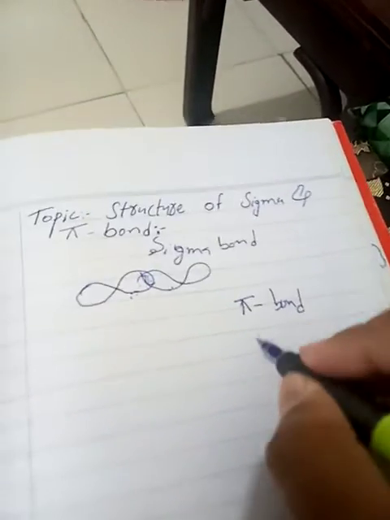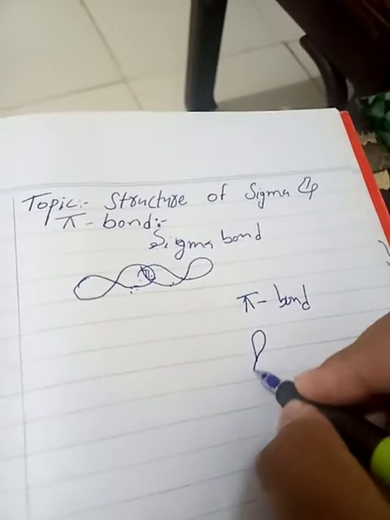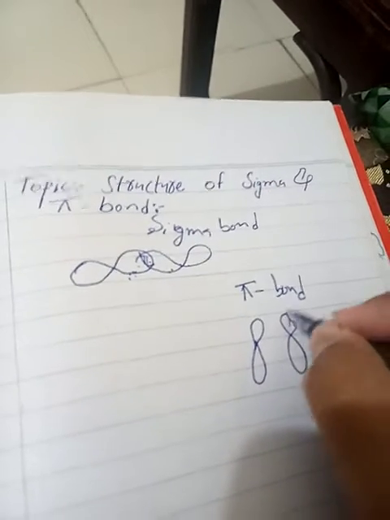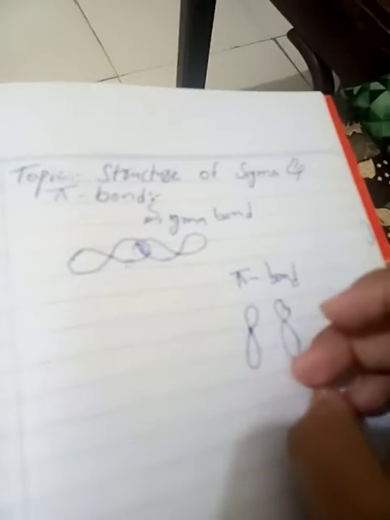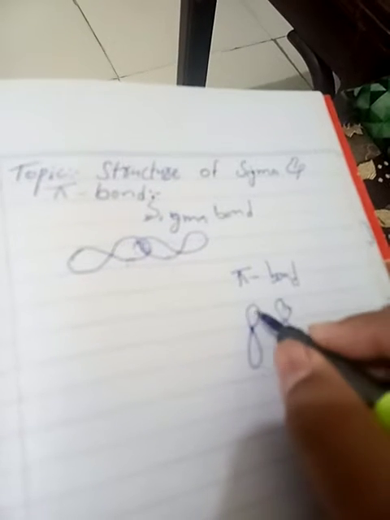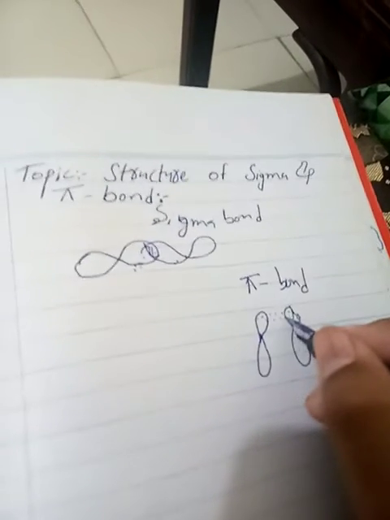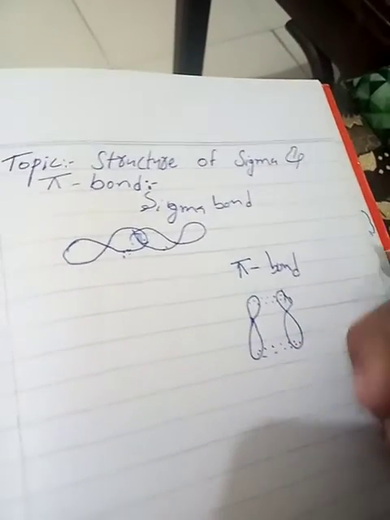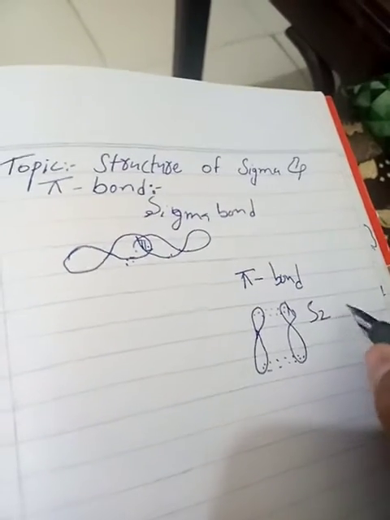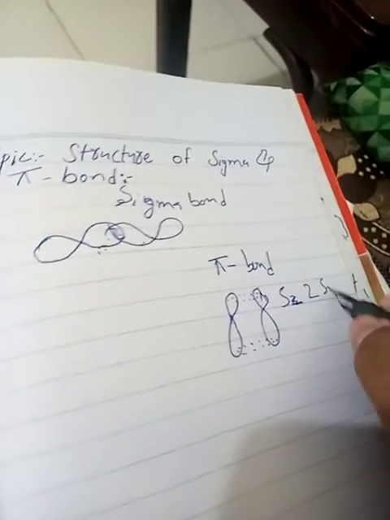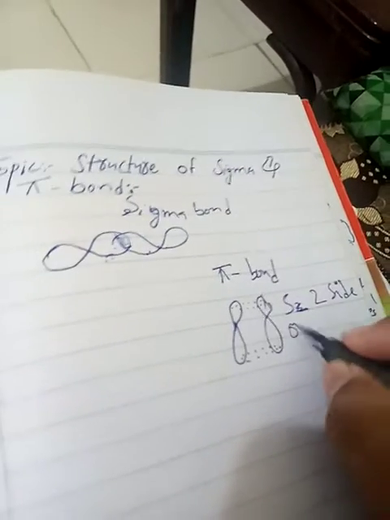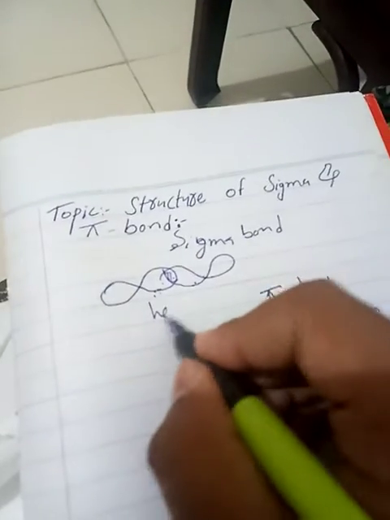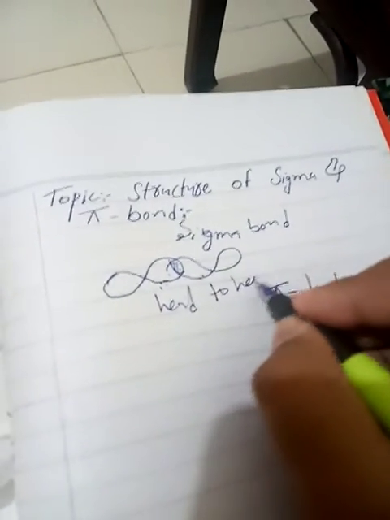Now we are taking the example of the pi bond. Here we have atoms like this. What will they do? Because they cannot change their position, they cannot come here, so they will overlap like this, side to side. Here, the overlapping will be held head to head overlapping.